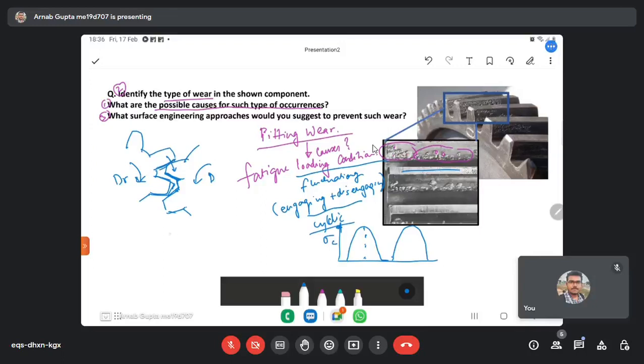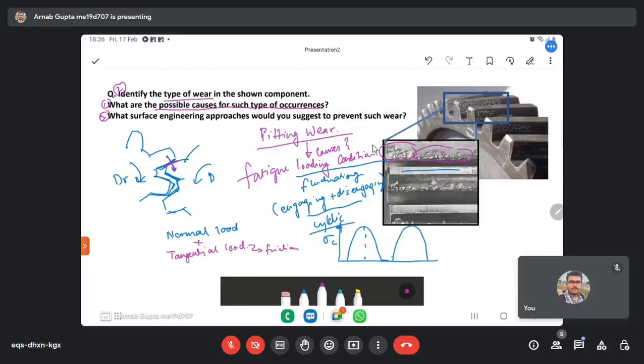along with the normal load, normal means it is acting normal to the surface. Along with the normal load, a tangential load is also there, and this comes along with friction. Why? Because these two surfaces are sliding.